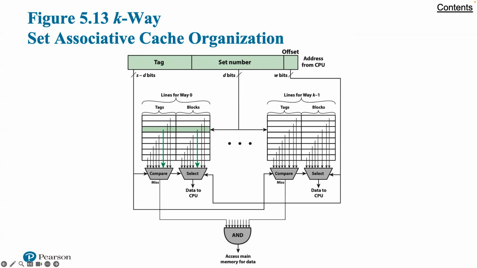As was shown in figure 5.12, if there is a match of tags on any of the lines in the set, the corresponding select function is enabled and retrieves the desired word. If all comparisons report a miss, then the desired word is retrieved from the main memory.